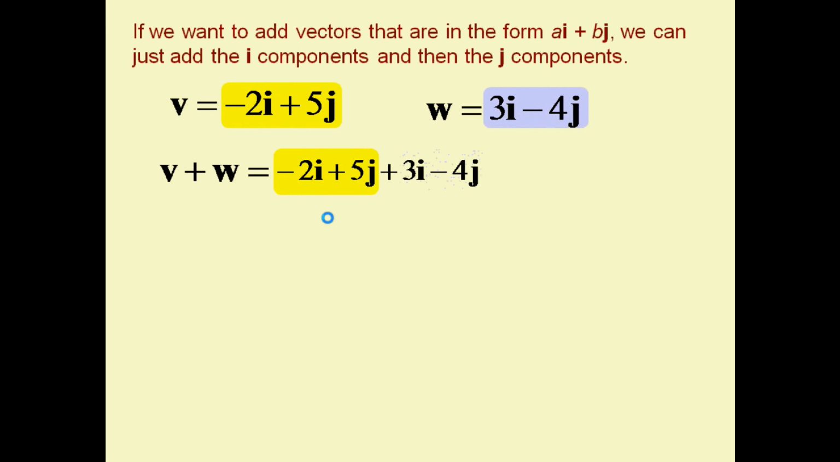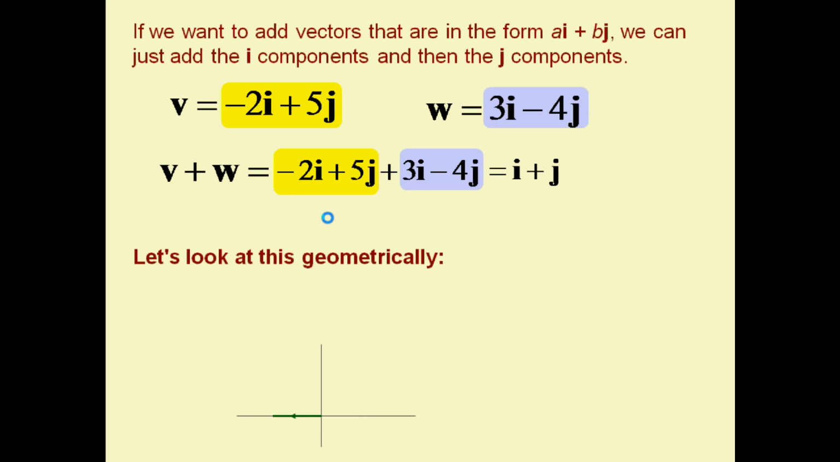Okay, let's look at this. Now I'm going to show you an awesome thing. We are going to look at it geometrically. Here, 2i: negative 2i in the opposite direction, negative x direction, and 5j, positive 5j in the upward direction. Okay, that's v. The blue part is v. And now 3i, positive 3i in the x direction, and minus 4j downwards, and this is w. The blue part is v and the purple part is w.